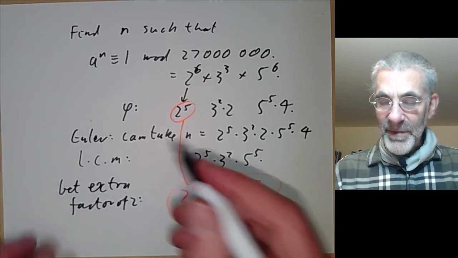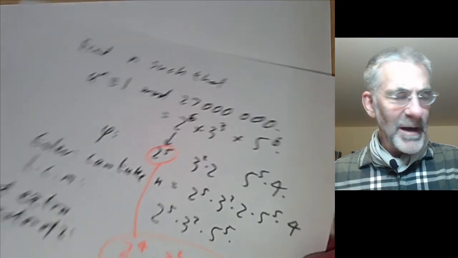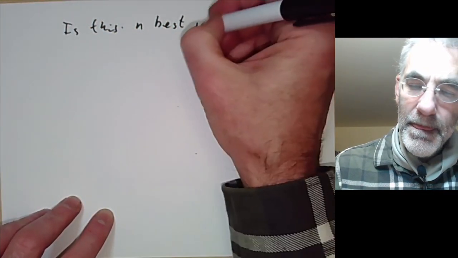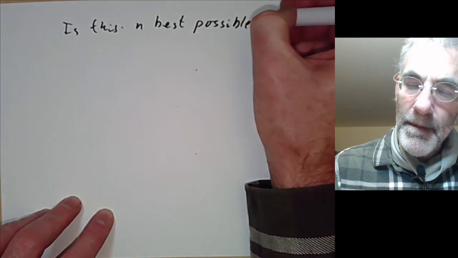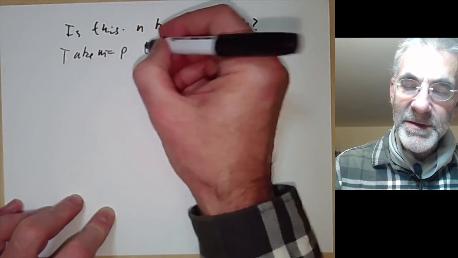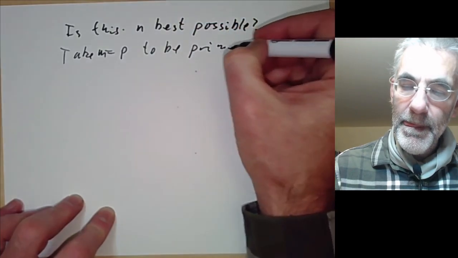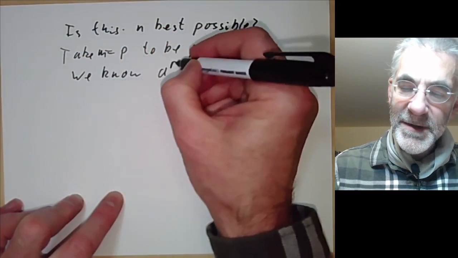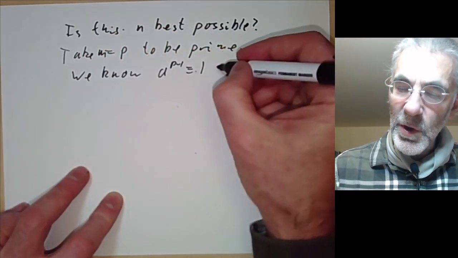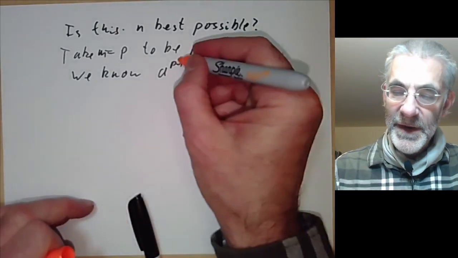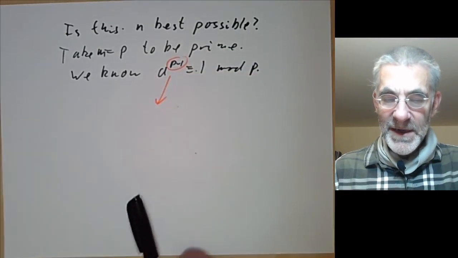Now we have the problem. Is the number n we get like this the best possible? In fact, we can ask this for primes. Let's just take m equals p to be prime. Then we know that a to the p minus 1 is congruent to 1 modulo p. And we ask, can we improve this? So we can ask, is this best possible?